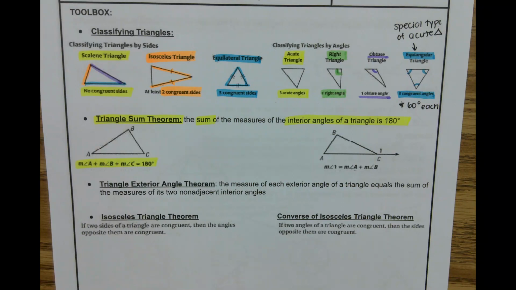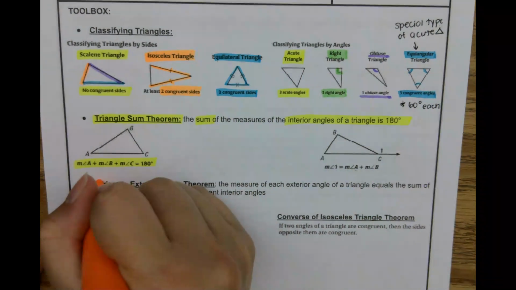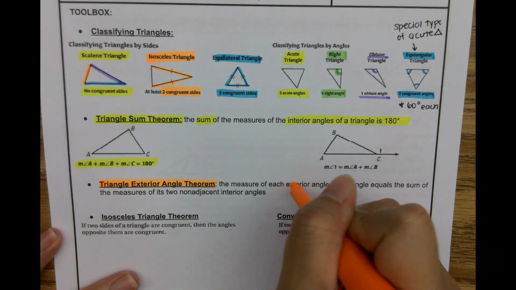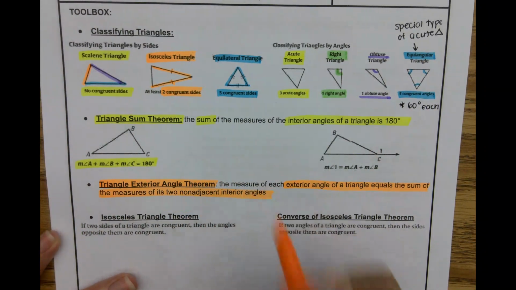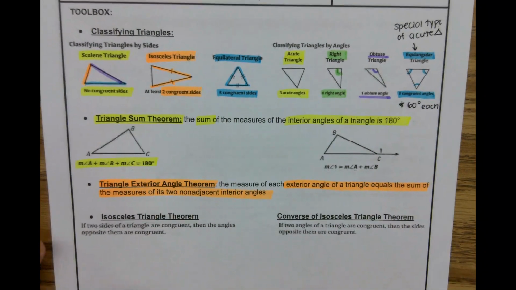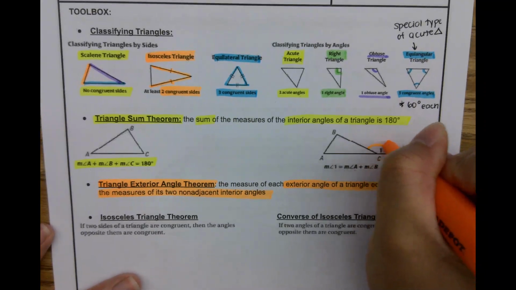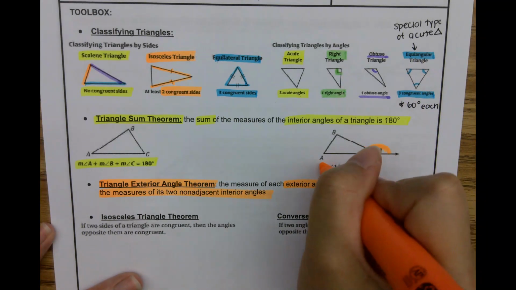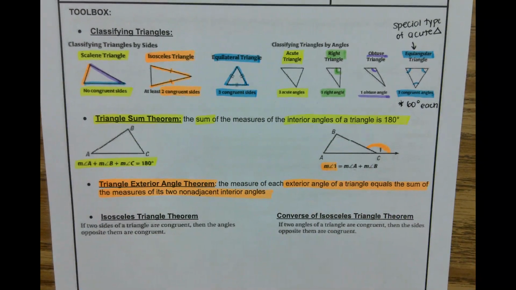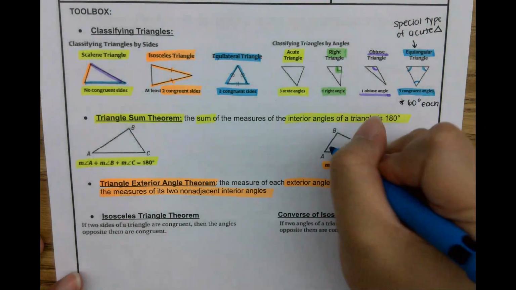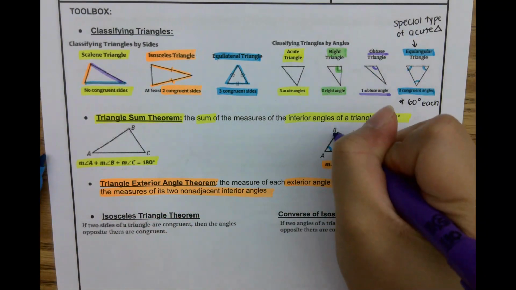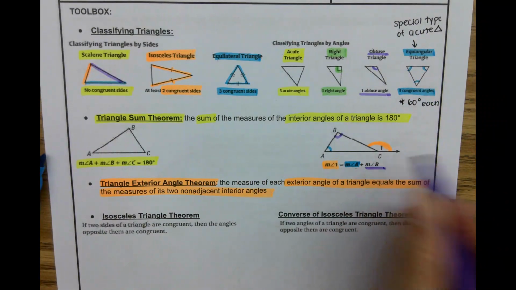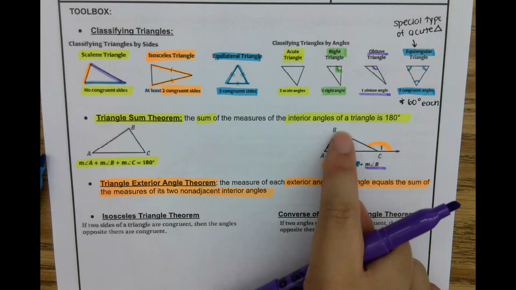The next one here is our triangle exterior angle theorem. And what that tells us is that our exterior angle of a triangle equals the sum of the measures of the non-adjacent interior angles. Right? So an example here is that angle 1 right here equals angle A plus angle B. So this angle here is the other 2 put together.